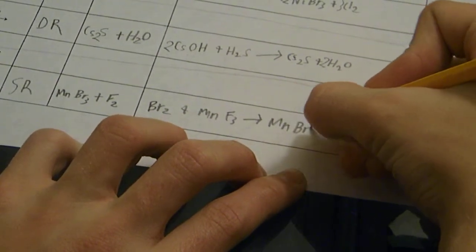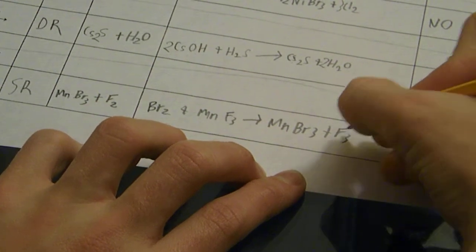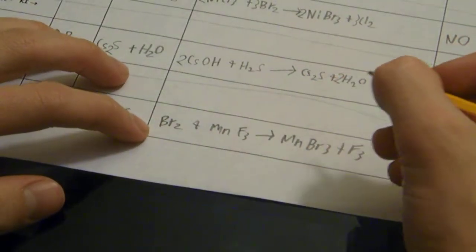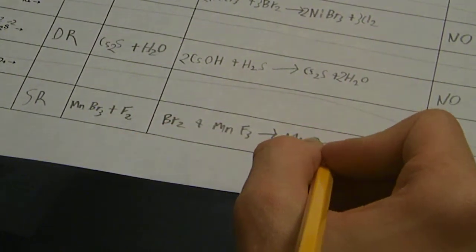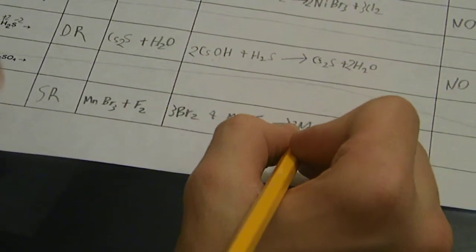MnBr3 plus F3. So, balancing this out, since you have 2 Brs on this side and 3 Brs on this side, you're going to have to crisscross. So you're going to get 2 MnBr3 and then 3 Br2. So then you change the number of Mn's. So then you're going to have to do 2 Mn right there and then 2 F3.